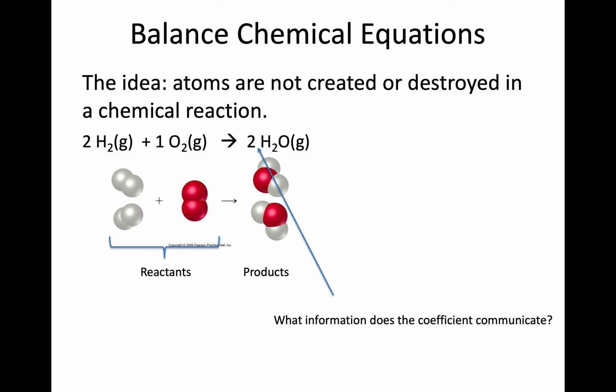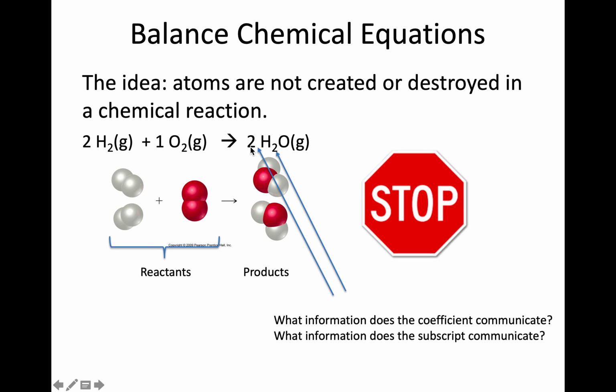What information do you think the coefficient communicates? Within this balanced chemical equation, it says 2H2O. What does that 2 in front mean? And how about the subscript? H2O. What does the subscript communicate? Take a second, share your ideas.